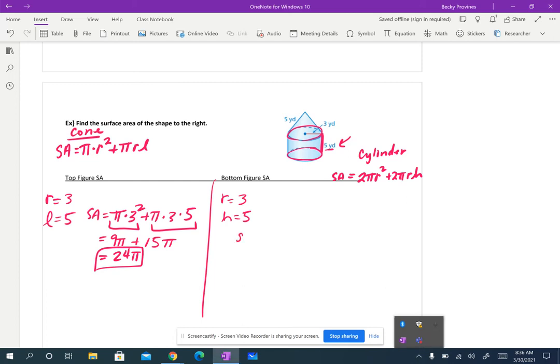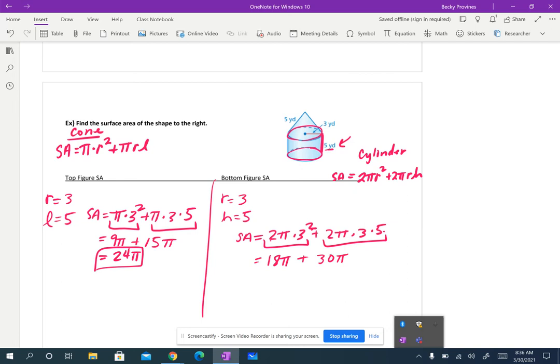Okay, so let's plug this in. The surface area is 2 pi times 3 squared plus 2 pi times 3 times 5. And again, let's simplify both these little groupings first. So do your exponents. 3 squared is 9, and 9 times 2 is 18, and you have to drop down the pi symbol. And you can multiply these 3 numbers in any order. So 2 times 5 is 10, and 10 times 3 is 30.